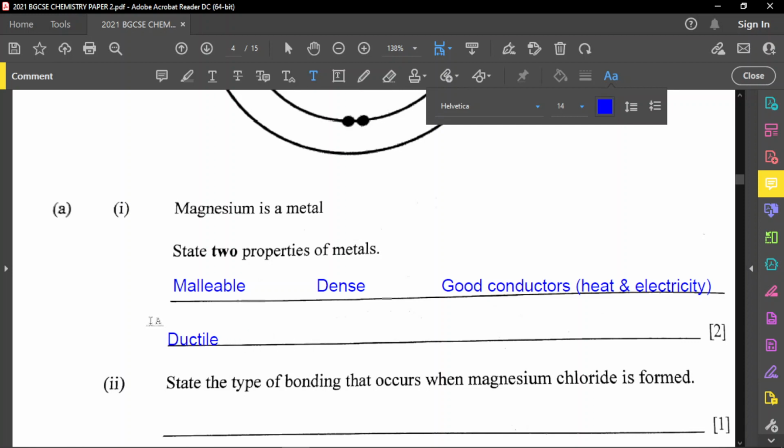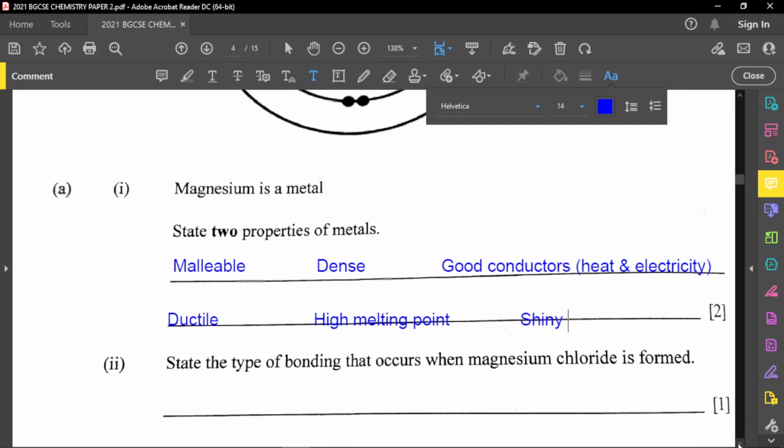Also, they have a high melting point. Metals are not easy to melt at all. And another one is that they have good luster, so they tend to be shiny. So those are some properties of metals.